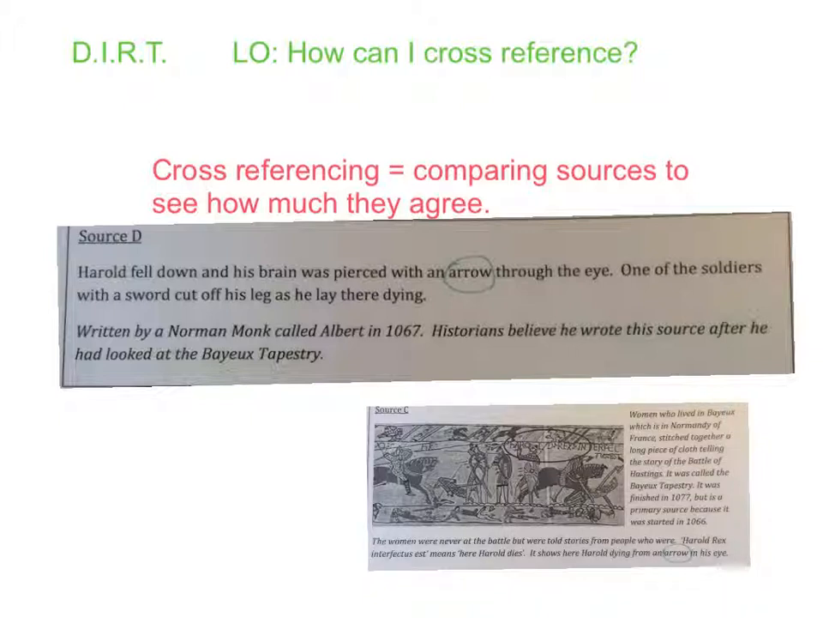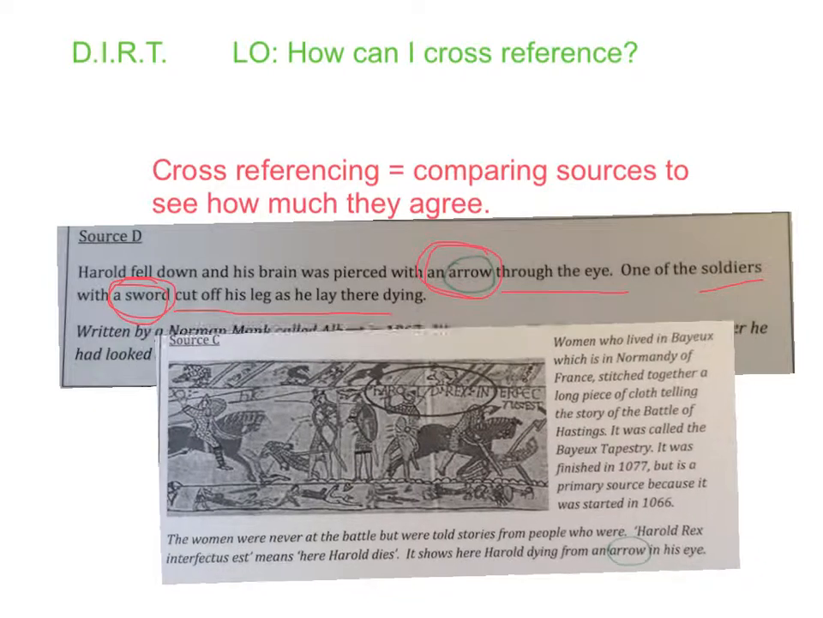Source D says that Harold fell down and his brain was pierced with an arrow through the eye. And one of the soldiers with a sword cut his leg and there he lay dying. So it tells us two things. Firstly, that Harold had an arrow through his eye, and secondly, that another soldier cut off his leg and he lay there dying. So both an arrow and a sword have been mentioned in the source. Now let's have a look at source C and see how much it agrees.